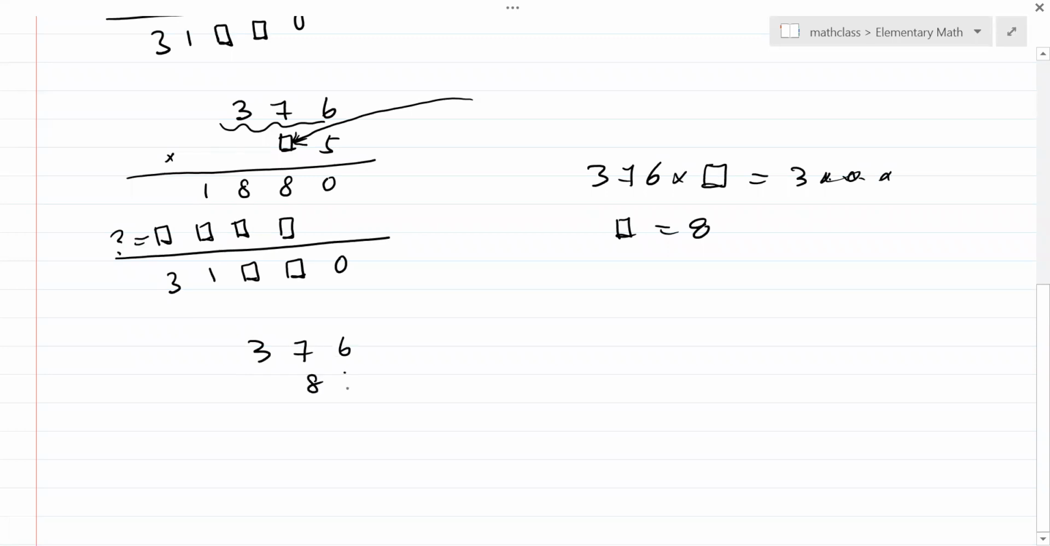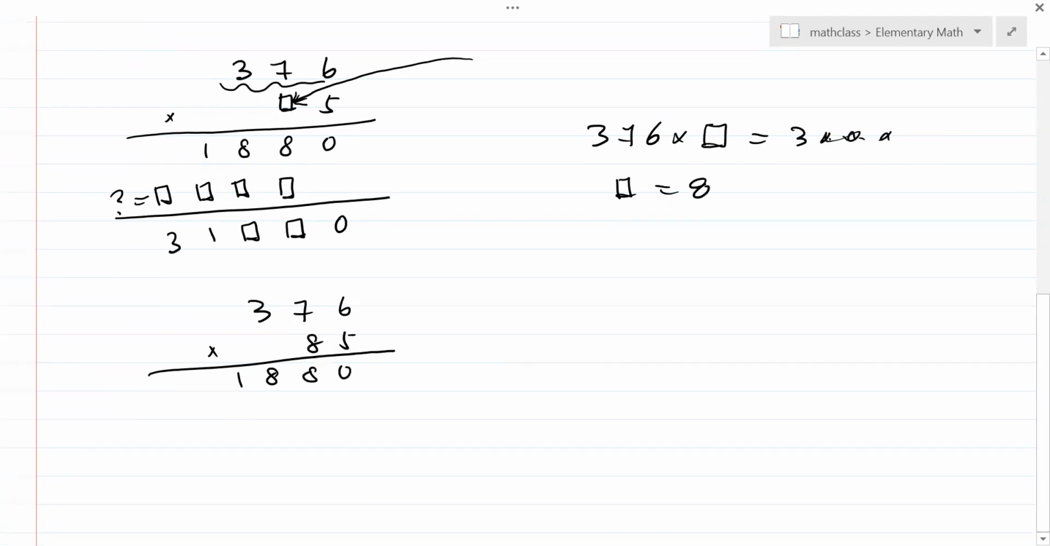Okay. So then 376, 85. You multiply this out. And here's 0, 8, 8, 1. Then what you get is here it's going to be 8, right? And 0, and 0, and 3. Then add them together, you will get 31,960. So that works.